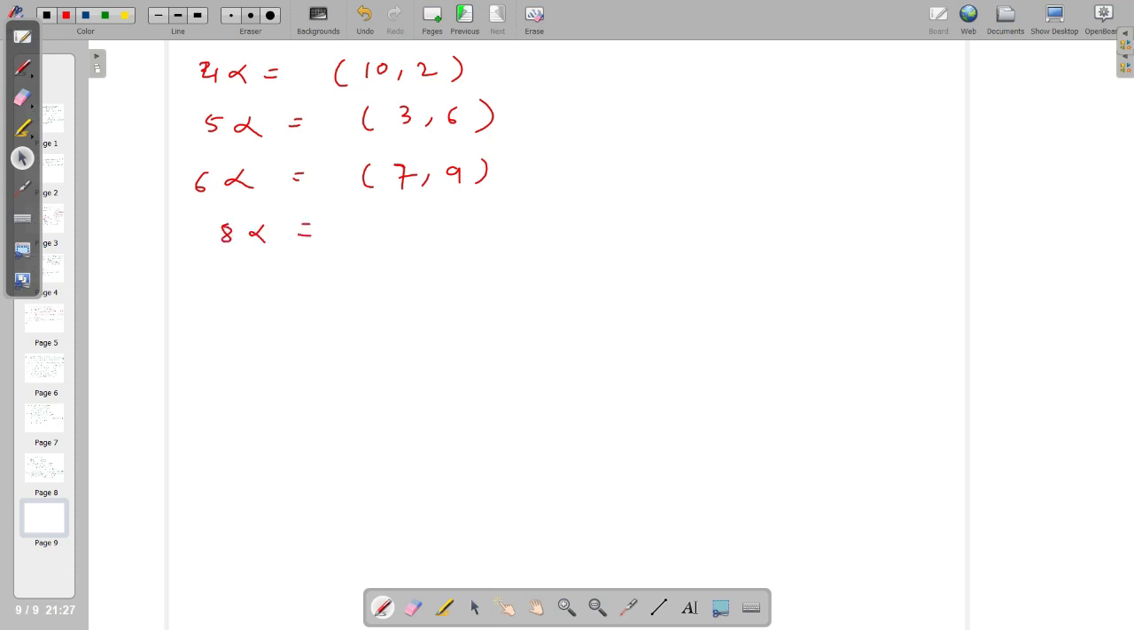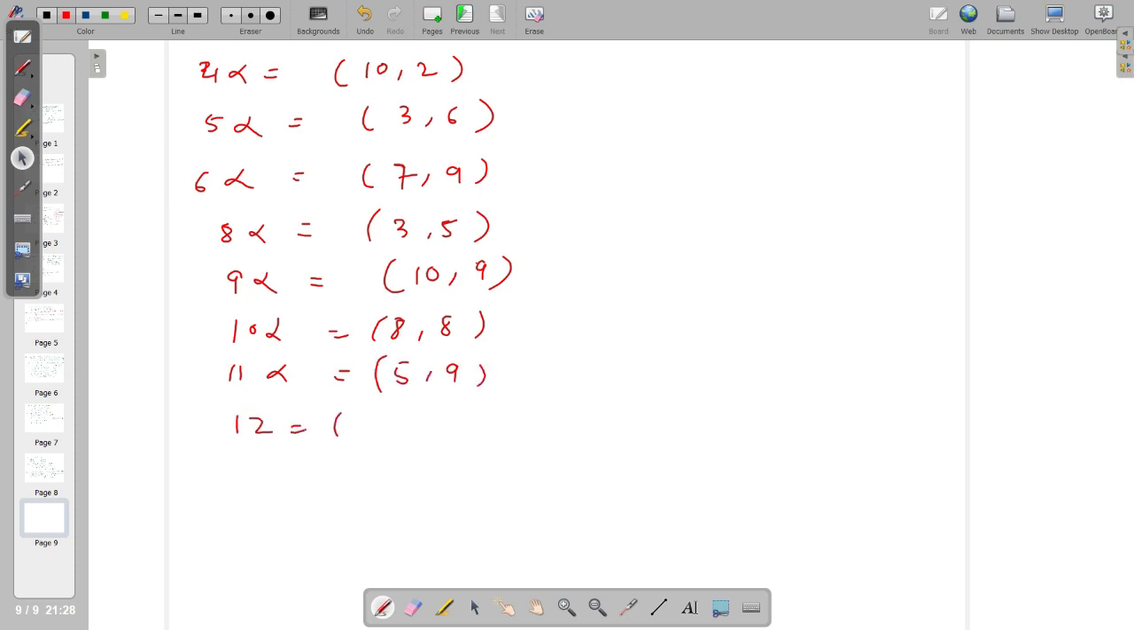8 alpha comes out to be 3,5. So all elements belong to the group. So hence we can say that 27 alpha, 27, is a generator of E plus under the given curve y square is equal to x cube plus x plus 6. So 9 alpha is equal to 10,9, 10 alpha is equal to 8,8, 11 alpha is equal to 5,9, 12 alpha is equal to 2,4. So this is how we generate this group.